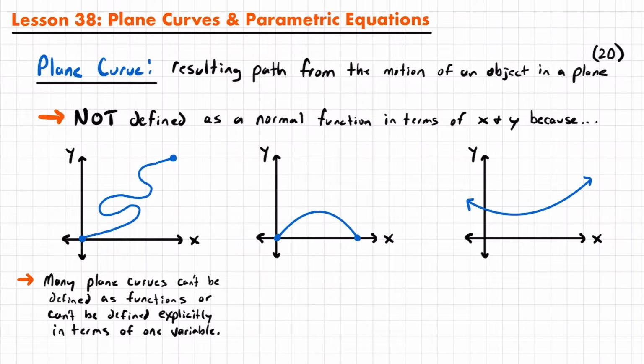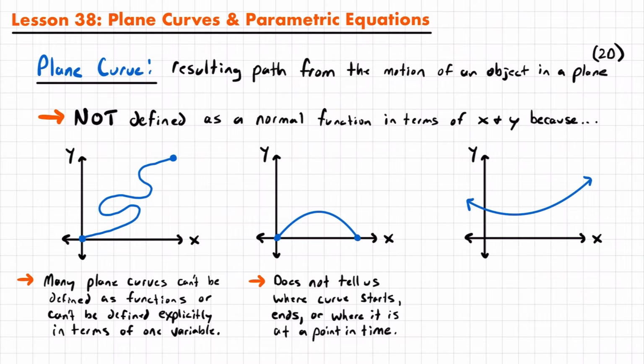Another reason that it doesn't make sense is that since a plane curve is a resulting path from the motion of an object in a plane, it's oftentimes going to have a starting point and an ending point. And so when we only use x and y, that's not going to tell us where an object starts or where it finishes or where it is at any moment in time along that path. All we would know from using x and y is the shape of that plane curve. We would pretty much know nothing else about the motion of an object along that curve.